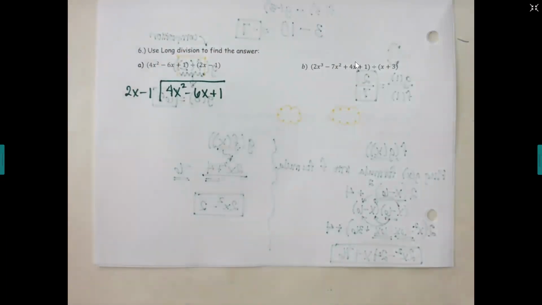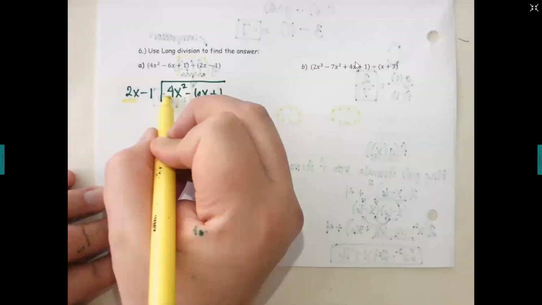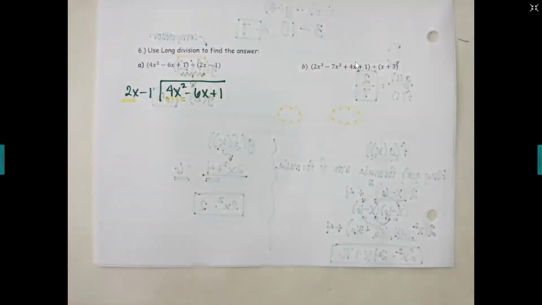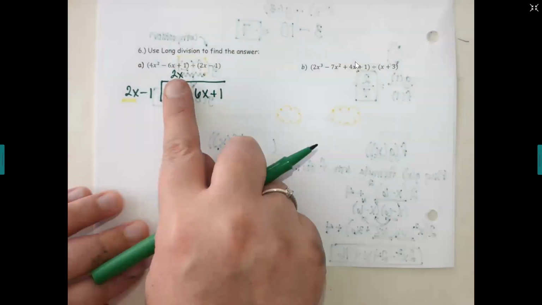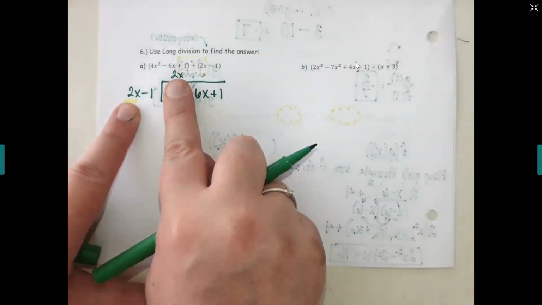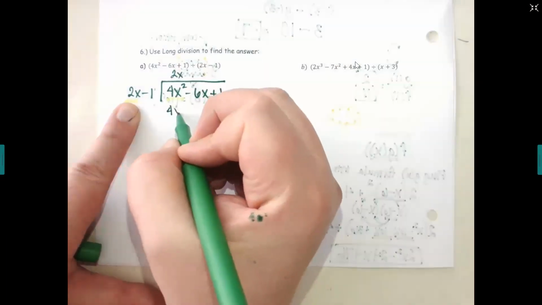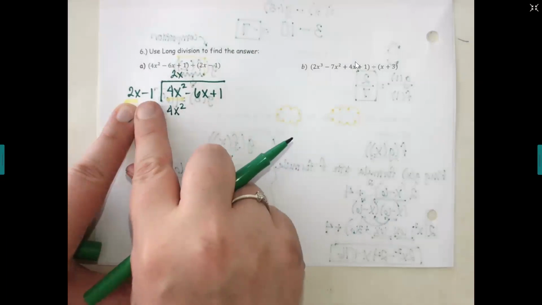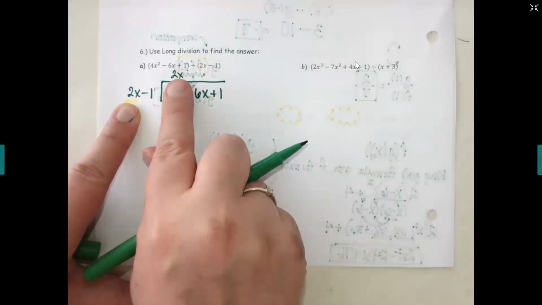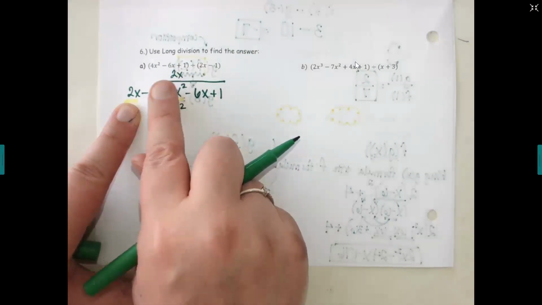Okay, first question. What would I have to times 2x by to perfectly match a 4x squared? 2x is very good. Put it on the top. And then remember, you're going to do 2x times 2x. That gives me 4x squared. Then you're going to do 2x times the minus 1. What's 2x times minus 1?